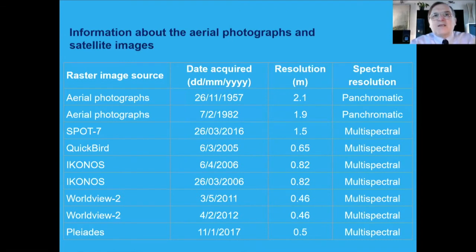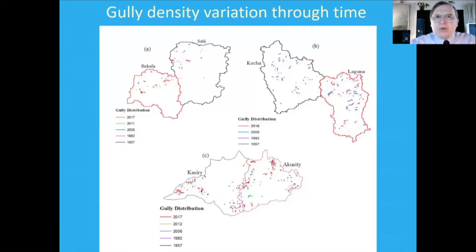This is the list of images that we have used to investigate the formation of gullies in the study area, starting from 1957. These maps show the density of gullies. The different colors correspond to different timing of the survey. And you can see that in the three study areas, there are different densities.